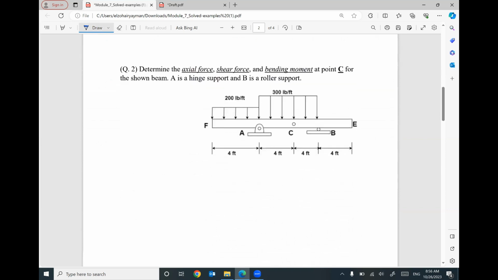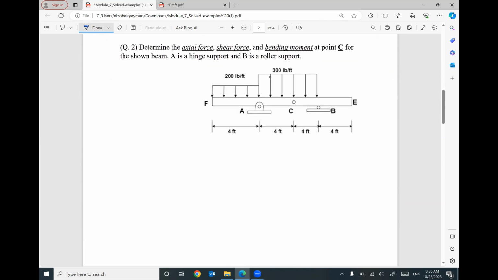Second problem, I am given also another beam with hinge at A, roller at B, and it's under the effect of uniform distributed load with two values, 200 pound per foot, 300 pound per foot. That's fine. I'm looking for axial force, shear force, bending moment at specific point C. Regardless what is the requirement, I'm gonna start with the reactions.